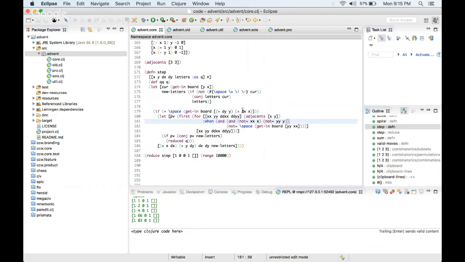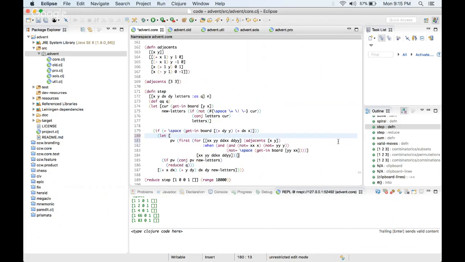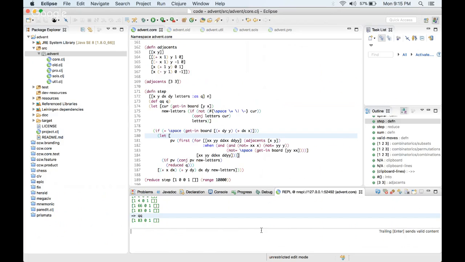So I don't think I want to take this out because this is what prevents us from going backwards. But so based on our current position, these are the adjacent squares. Look up the board that it is in the space. I don't know. Actually, here. Okay, so we call adjacents on 1 and 83. Okay, 2 and 83, okay.